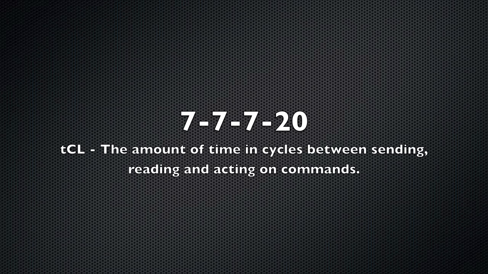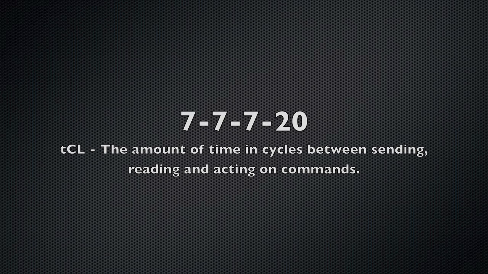So before I go, let's go over a few things quickly. First, we have timings. Now let's use this as an example. We've got 4 numbers there. We got 7, 7, 7, then 20. The first 7 is called the CL timing. It's the amount of time in cycles between sending, reading, and acting on a command. Now remember, from the beginning to the end is its latency. The lower the latency, the better performance you got from your memory.